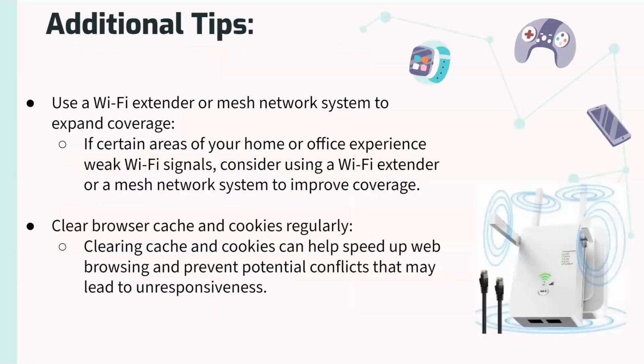Some additional tips. You can use a Wi-Fi extender or mesh network system to expand coverage. If certain areas of your home or office experience weak Wi-Fi signals, you can consider using a Wi-Fi extender or a mesh network system to improve coverage. You can clear browser cache and cookies regularly. Clearing cookies can help speed up web browsing and prevent potential conflicts that may lead to unresponsiveness.